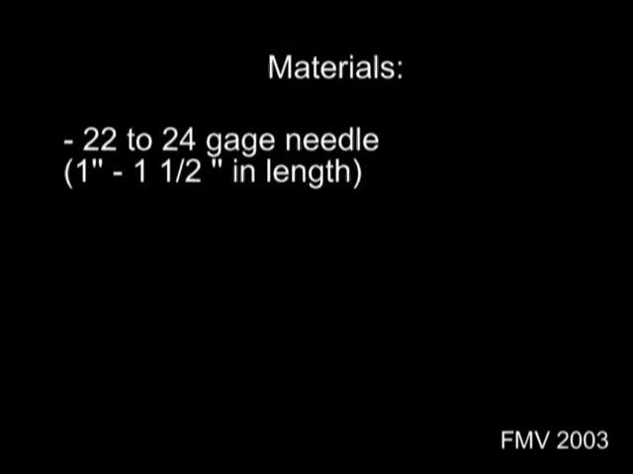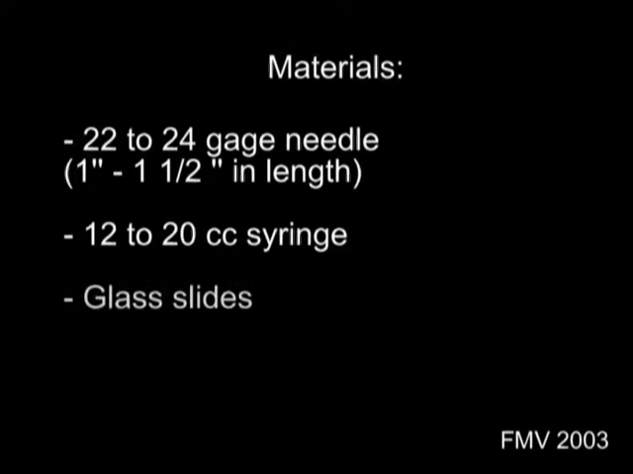For fine needle aspiration of solid tissues such as subcutaneous masses, few materials are required. A 22 to 24 gauge needle, 1 or 1.5 inches long, depending on the depth of the lesion being sampled, a 12 to 20 cc syringe, and glass slides.